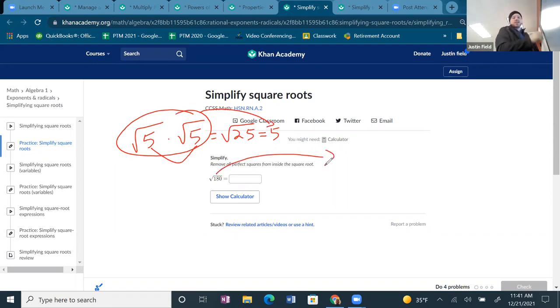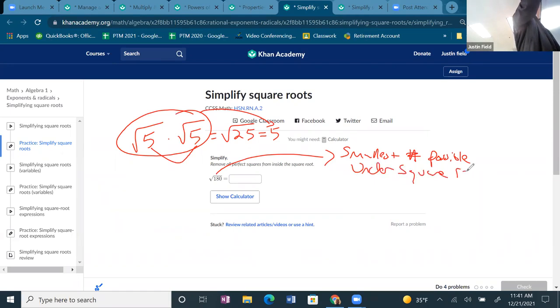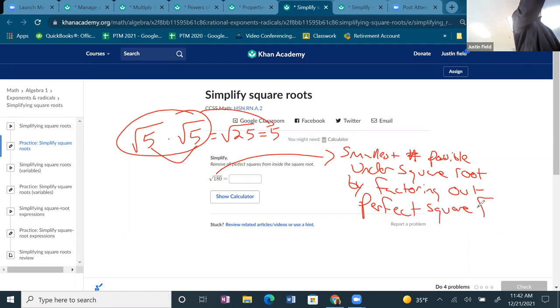What we mean to simplify a square root is we want to put the smallest number possible under the square root by factoring out perfect square factors. So hopefully you did some factoring last year where we think about what numbers multiply to a bigger number. And that's what we're going to do here.